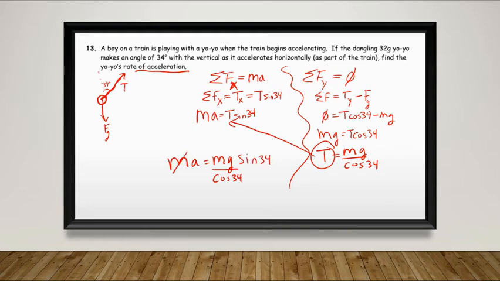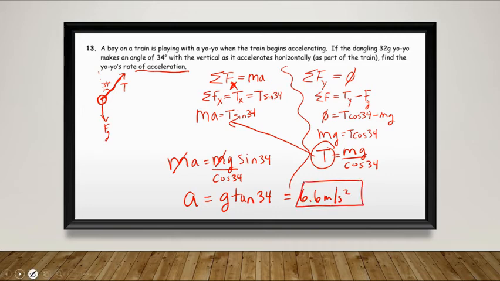Now we know that the masses are going to cancel, and then we end up having the sine over cosine, which is tangent. So our acceleration is equal to gravity times tangent 34. And when we go ahead and plug in gravity there, we end up getting that our acceleration is equal to 6.6 meters per second squared. Okay.